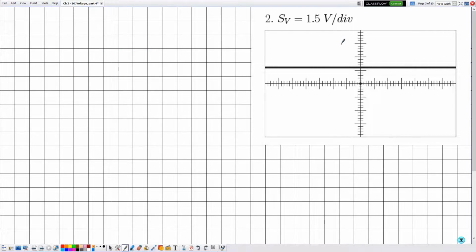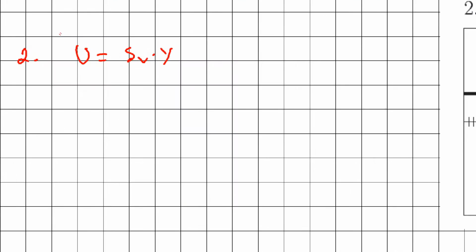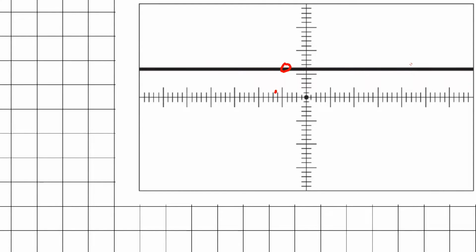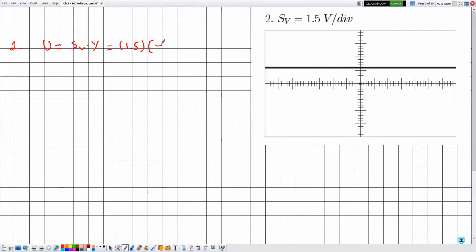Now in number 2 also, we need to determine the voltage U measured by the oscilloscope. So U is given by SV times Y. We always start by writing the formula, and usually we give it half a mark. Now the value of SV is 1.5 in the SI. Notice that the luminous line is displaced upward, so Y is positive. Now we need to determine the number of divisions.